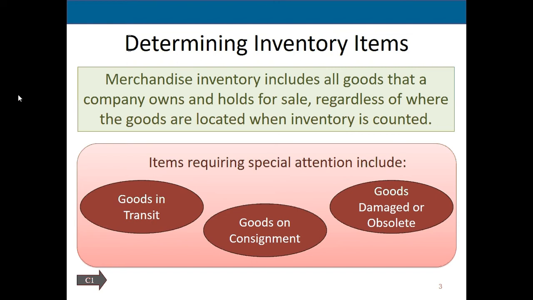Consignment shops were big back in my day. They're kind of few and far between now, but they're still around. Goods on consignment is when you take something to another location for resale. You haven't sold it to that location. They're not selling it. It's not their stuff. It's your stuff. So you have to think about that. Goods on consignment, and then goods damaged or obsolete. How do we value that? So those are items that require some special attention when we're dealing with inventory.